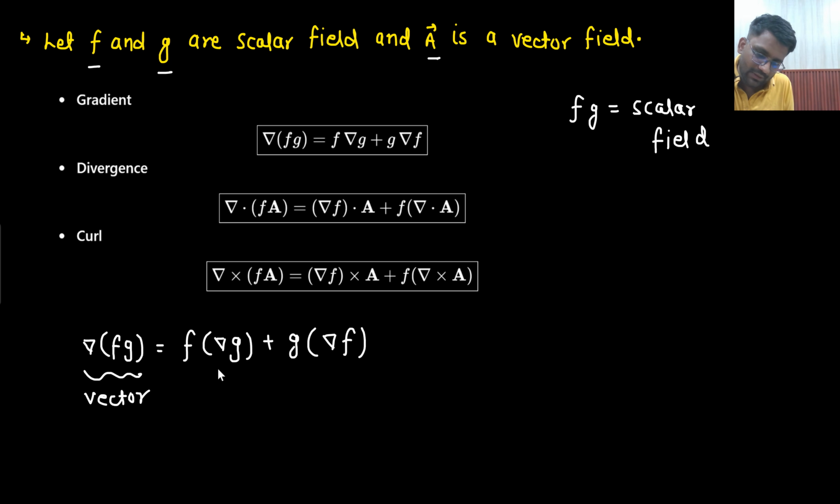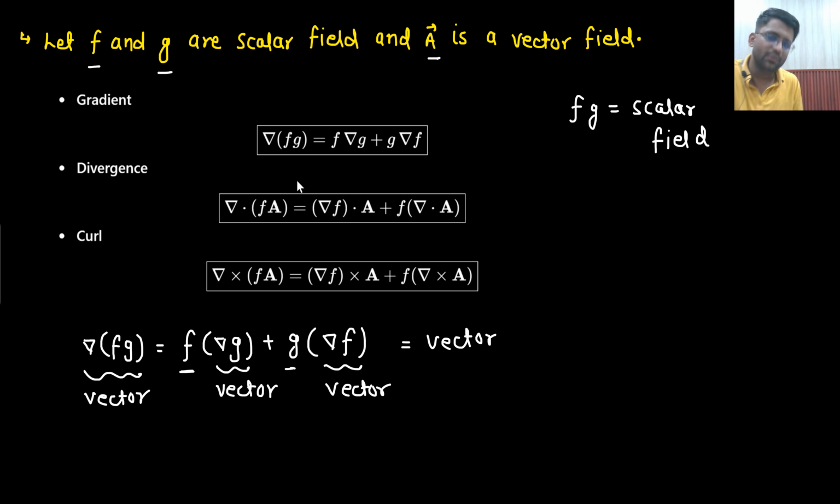Now, what will be the result here? It will be a vector. Vector multiplied with the scalar will be a vector only. This will also be a vector. So vector plus vector will be a vector only. Yes, sir. So this is very simple, no?